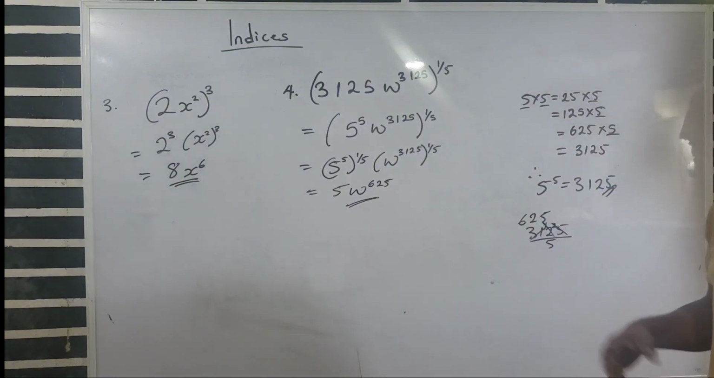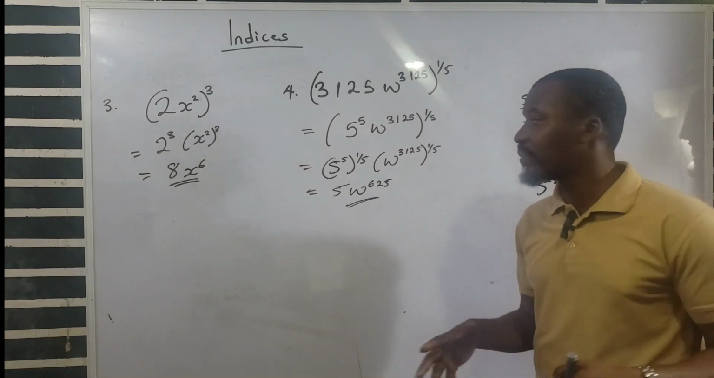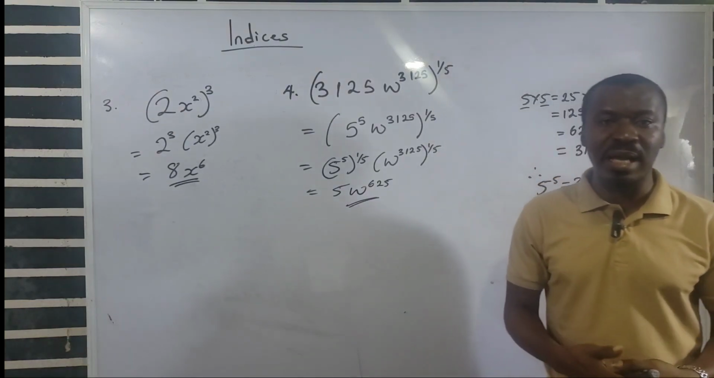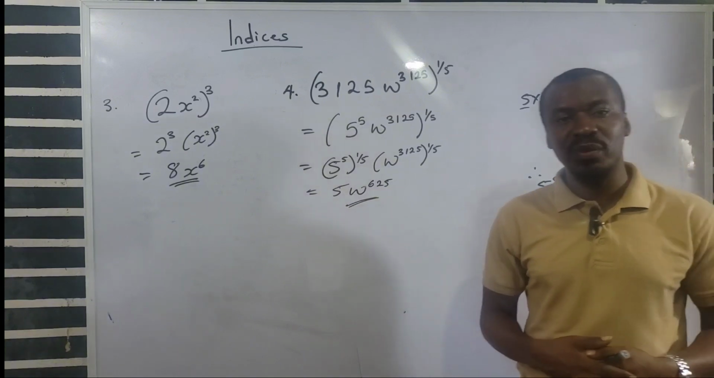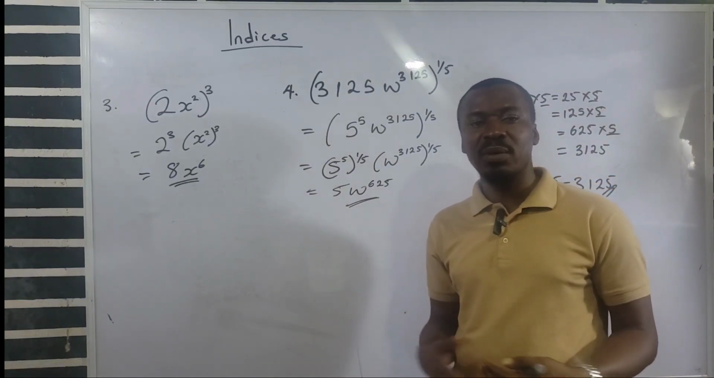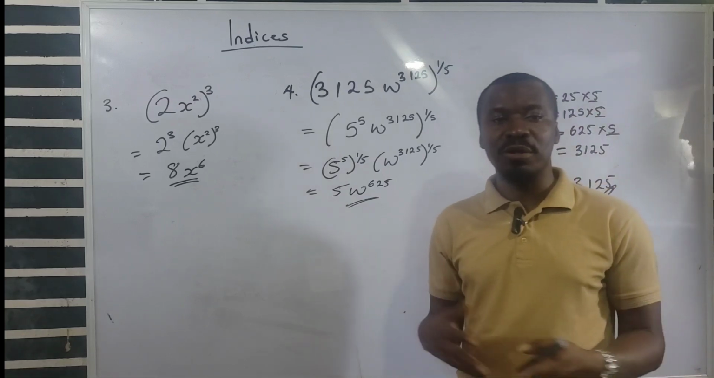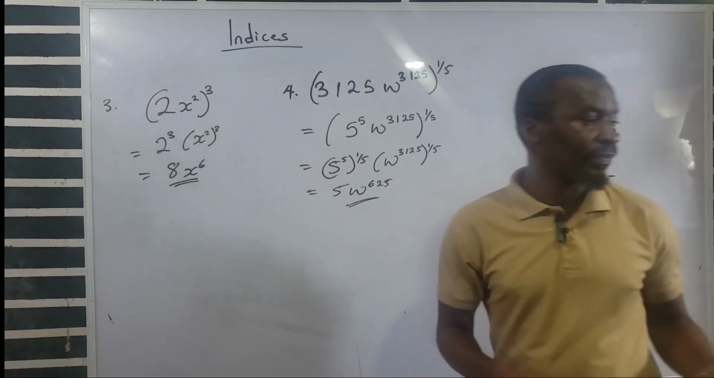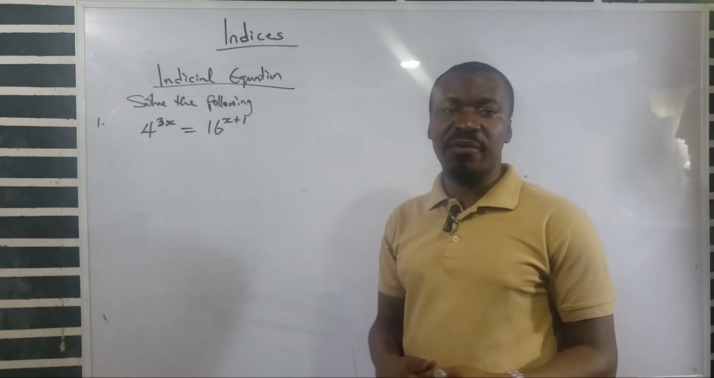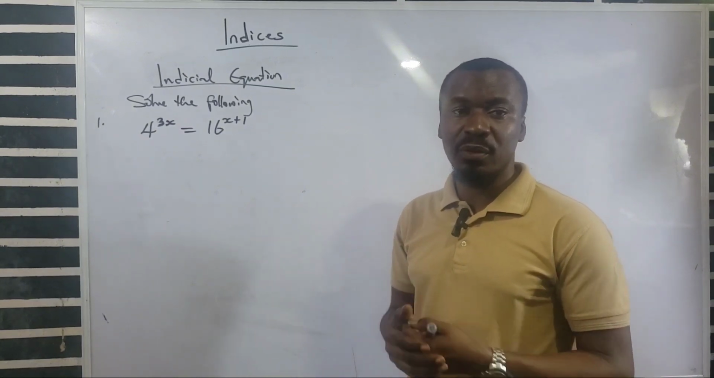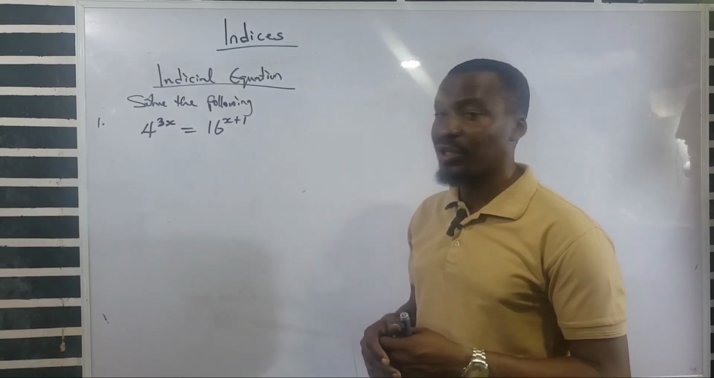All right, so we have solved 4 problems under simplification. Now I think it's time for us to look at the ones that will lead us to linear equation, the one that will lead us to simultaneous equation, and probably the one that will lead us to quadratic equation. So this is our first equation we are going to solve. It is a simple equation, of course going to lead us to linear equation.